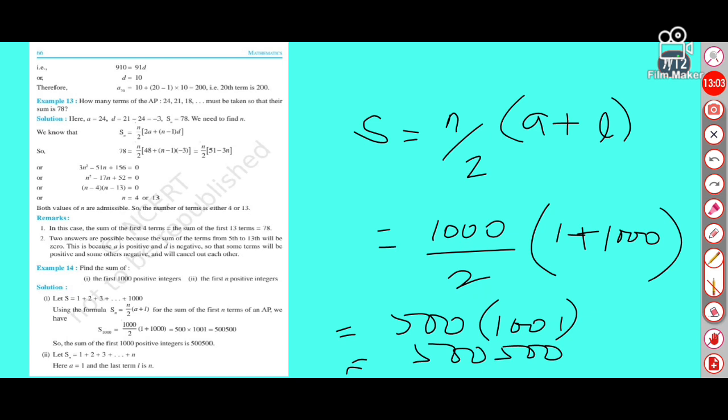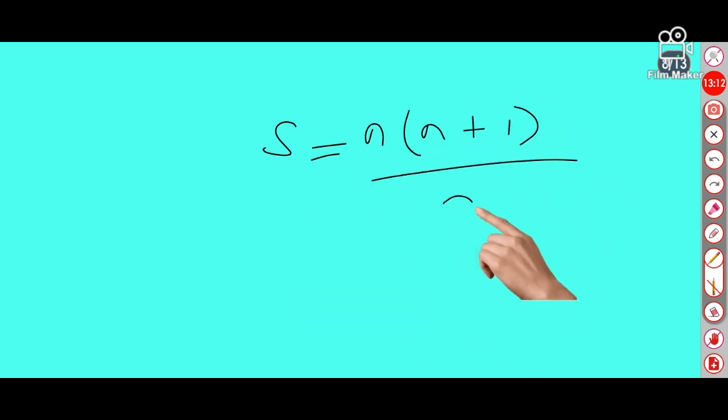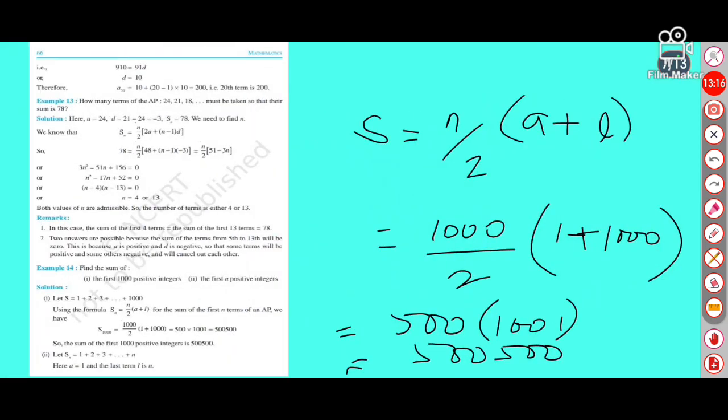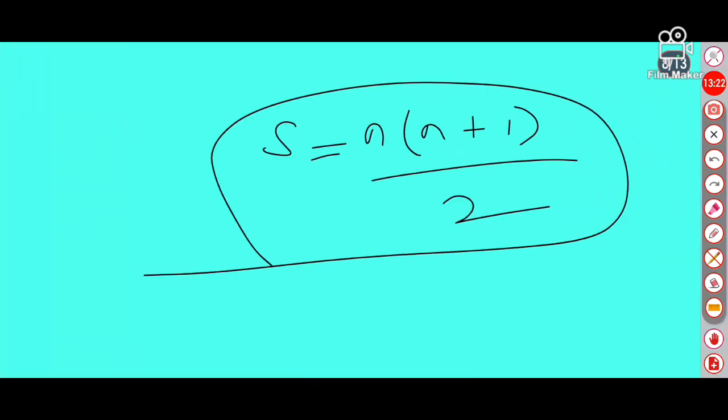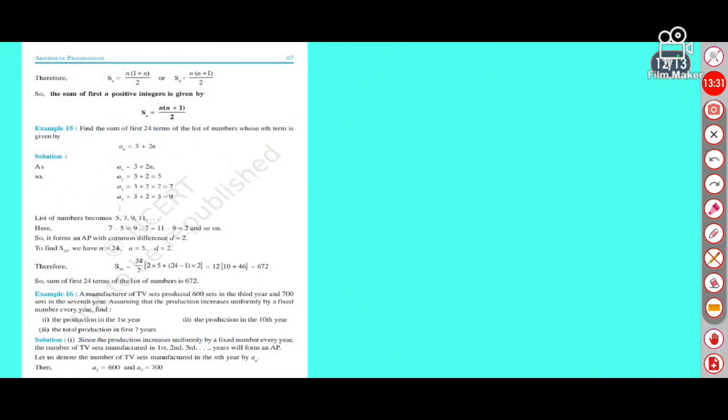Similarly, the first n positive integers means again it becomes the formula n into n plus 1 by 2. That's it. No need to worry. If they ask, find the sum of the first n positive integers, the general formula is Sn equal to n into n plus 1 by 2, where n stands for whatever the number may be, we can fill it in, right? So that will be the next answer for the question given in example 14, right?